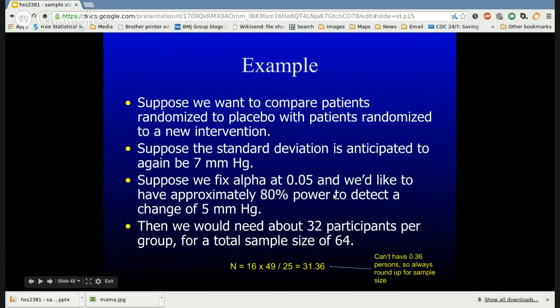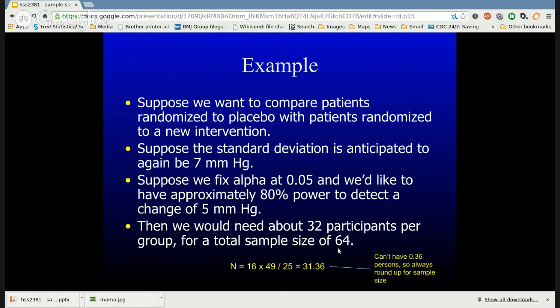Let's go through an example. So we have our same situation. The standard deviation is going to be 7, so the variance will be 49. Our type 1 error is 0.05, type 2 is 0.2, which means 80% power. The difference we're looking for is 5 millimeters of mercury. So we plug it into our formula and we get 31.36. We can't have 0.36 people. We round that up to 32 per group, which means I'm going to need 2 times that for my study. 2 times 32 is 64.